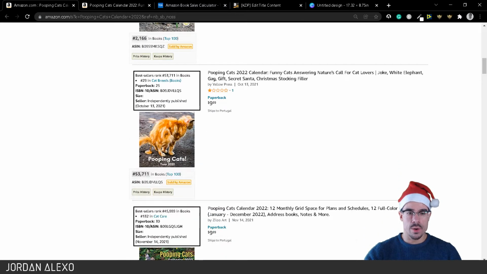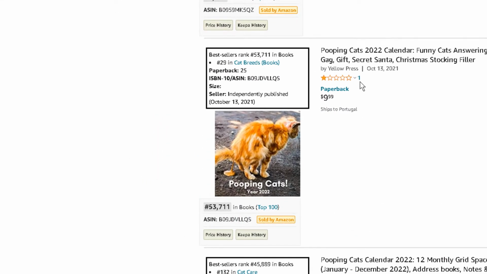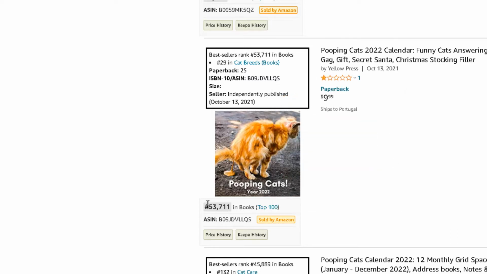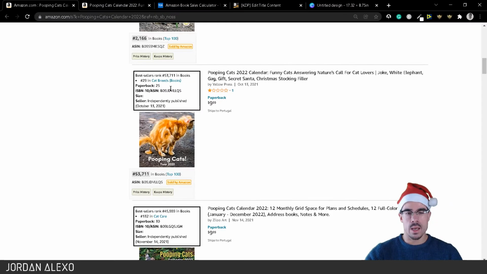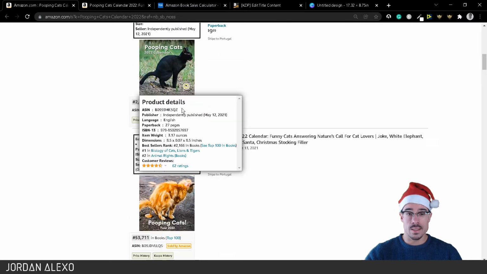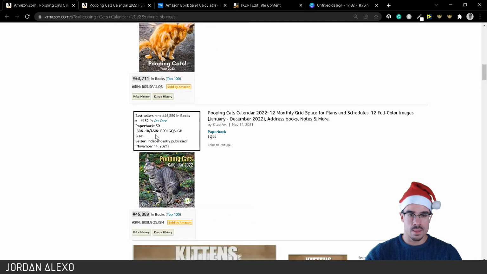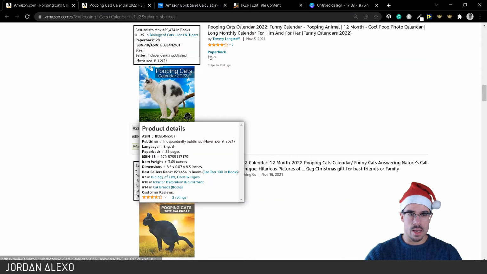Even this book over here that only has one rating, a terrible one-star rating as you can see, is still selling pretty decently. And you can see this is independently published. When I'm searching for keywords, one thing I always try to find is a keyword where you can find several publishers succeeding. In this case, you have a lot of them, as you can see, independently published, and I think most of these calendars are independently published.